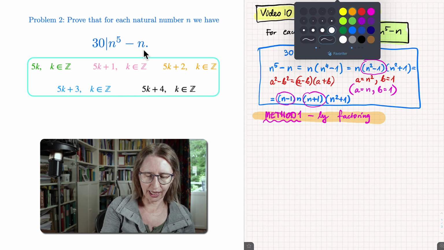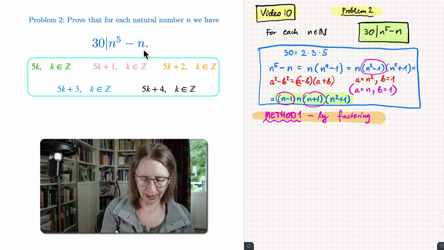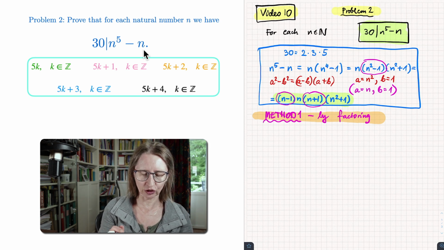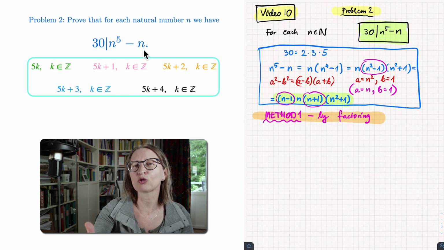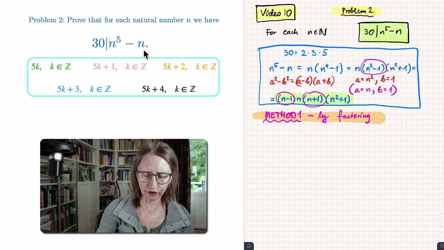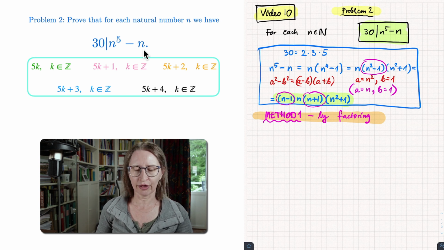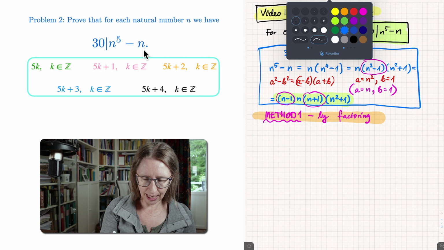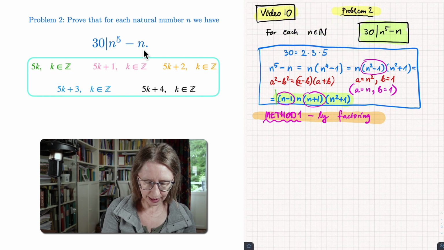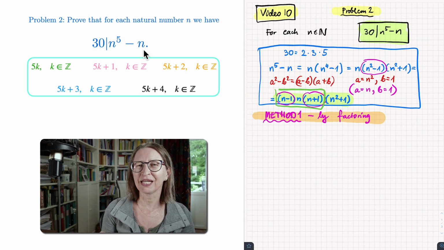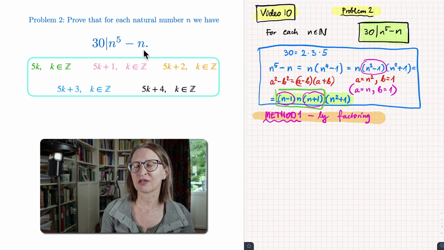Altogether, my number n to the fifth minus n factors as n minus 1 times n times n plus 1 times n squared plus 1. Already from this, I can conclude that this number is divisible by 6, because I have here the product of 3 consecutive integers. Exactly one of them is divisible by 3 and at least one of them is even. So divisibility by 6 is okay.